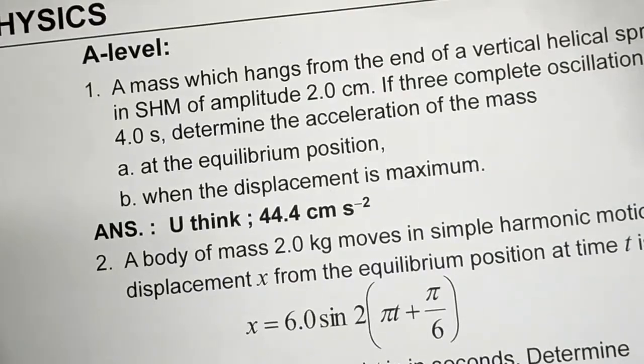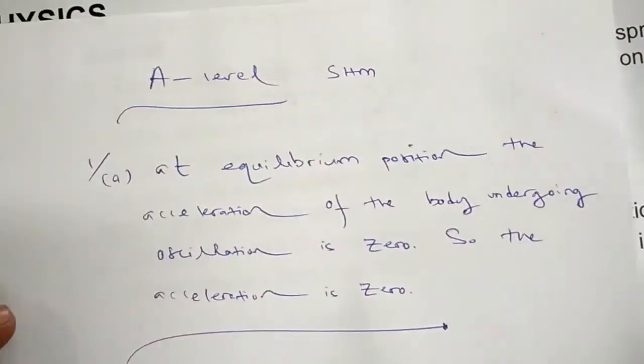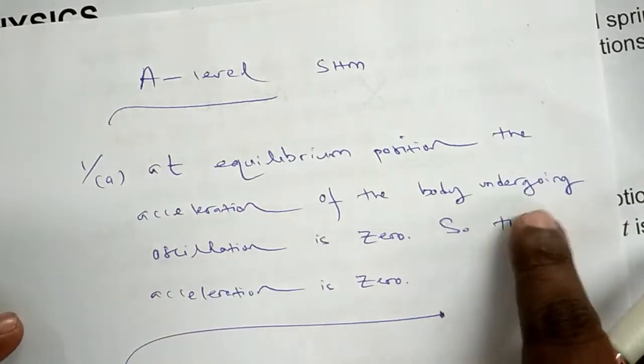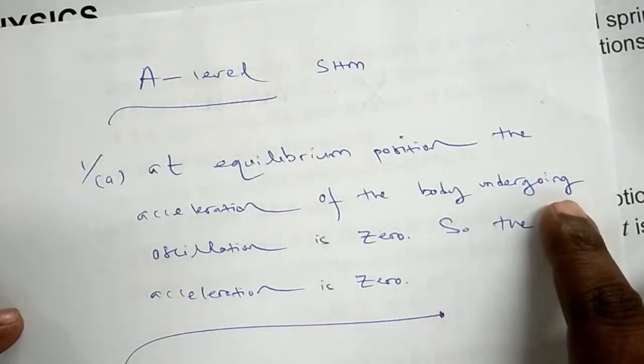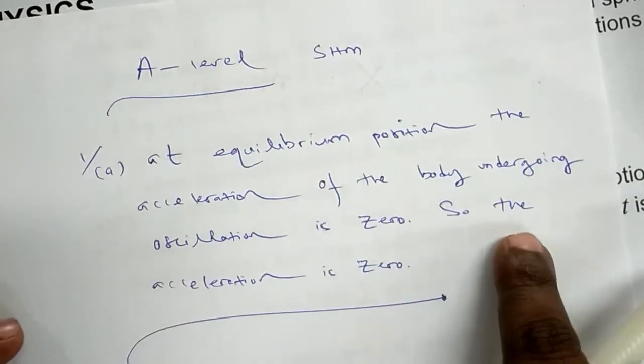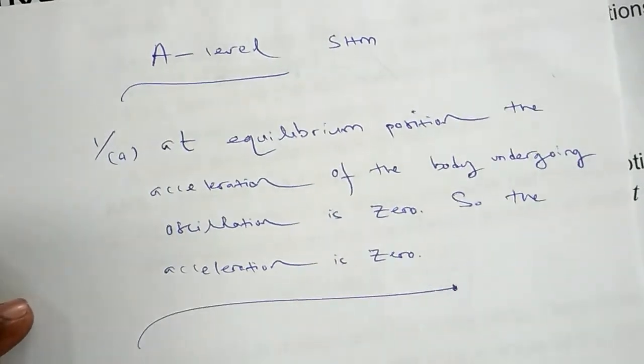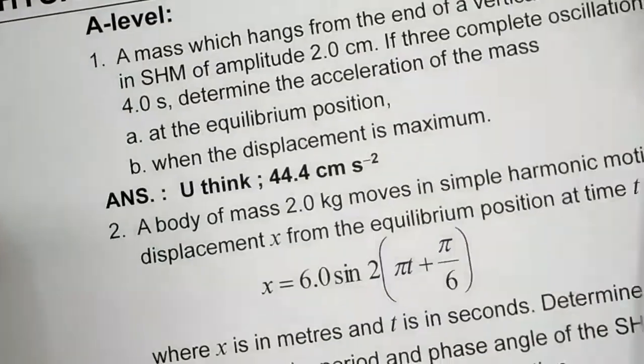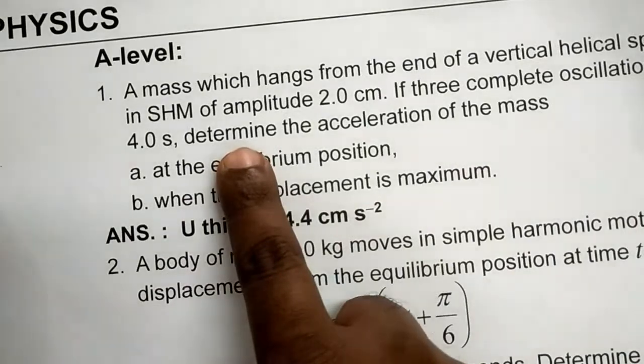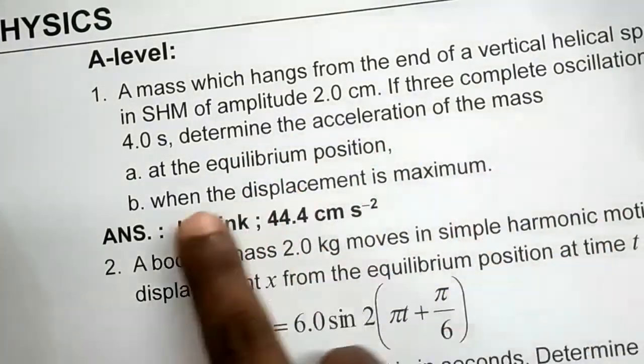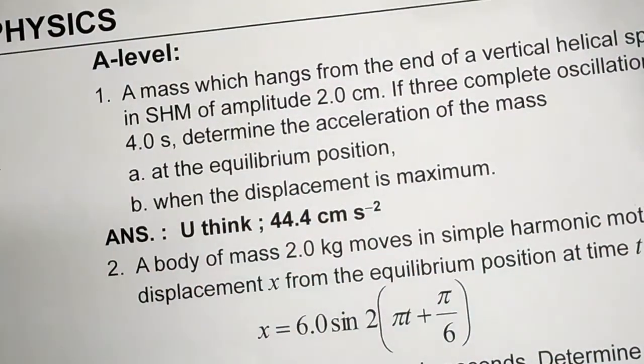So, at equilibrium position, the acceleration of the body undergoing oscillation is 0. So, the acceleration is 0. For section B, determine the acceleration of the mass when the displacement is maximum.